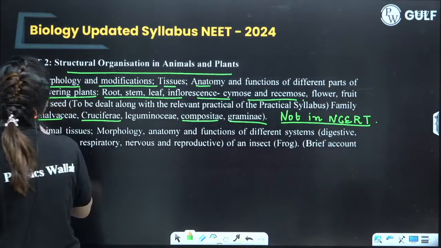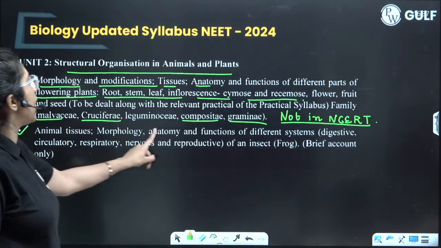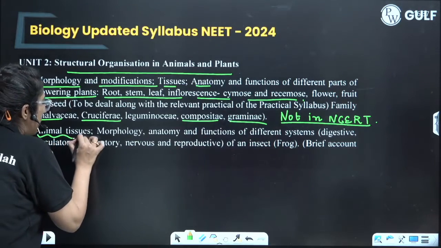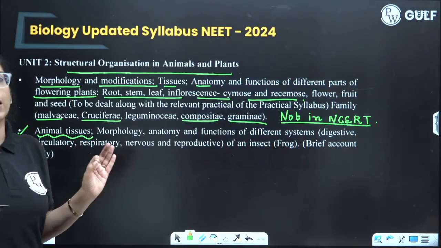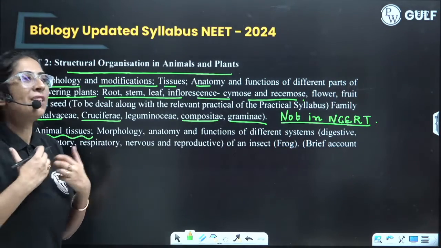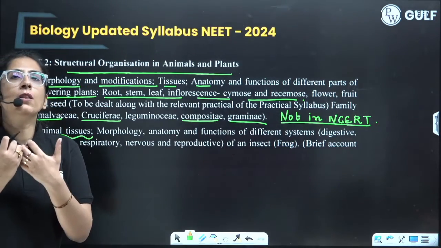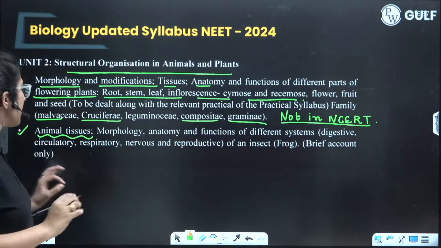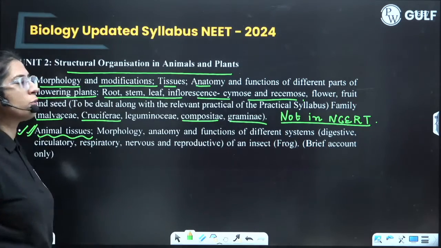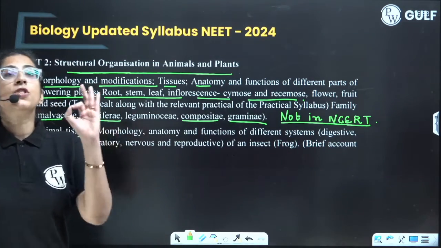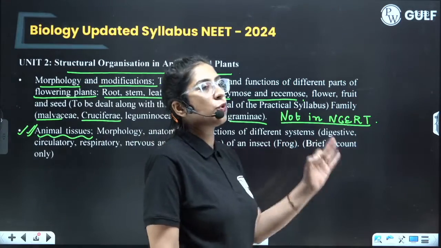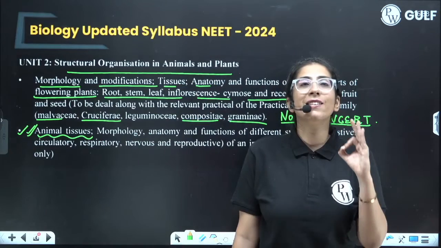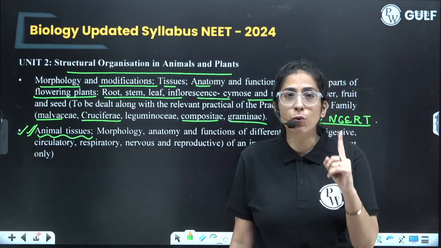Now, moving on to animal tissue, morphology, anatomy, functions of different systems. You have to read animal tissues also, different tissues present in animals. For example, the epithelial tissue, the connective tissue, the fluid connective tissue, all these tissues you have to study for sure. So this is an important topic. All the animal tissues you have to study. Please remember, structural organization of animals, all the animal tissues, epithelial, connective tissue, bone, etc. Questions can be asked from these topics. So get ready, you have to study.